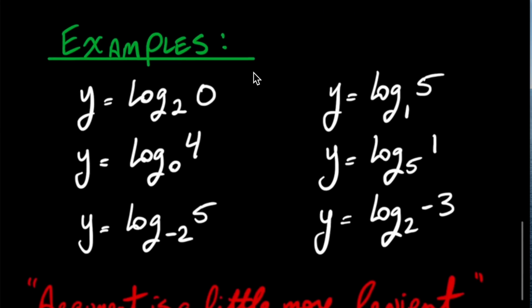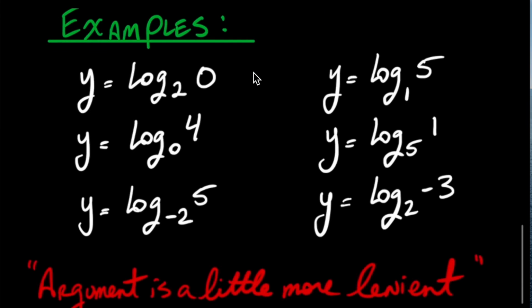So let's look at some examples. Okay, here's the summary statement down here in red, that the argument is a little bit more lenient. First example, this is not legal because you have 0 in the argument. So this is a red X right there. Here, we have 0 in the base, red X. Next one, negative as a base. No good. Next one, 1 as a base. Not good.